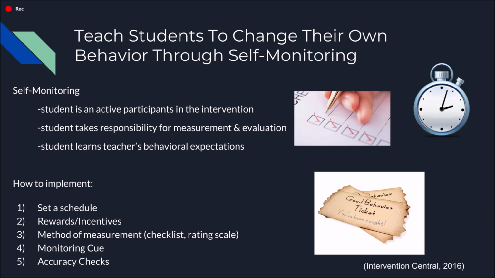Another application of RTI in the classroom would be teaching students to monitor their own behavior. This would encourage students to be more active in their intervention process and to take responsibility for their self-reflection and measurement. Self-monitoring is often best implemented with a set schedule, rewards for students who show positive improvement, a checklist or measurement tool, and frequent accuracy checks to make sure students are being honest in their reports.